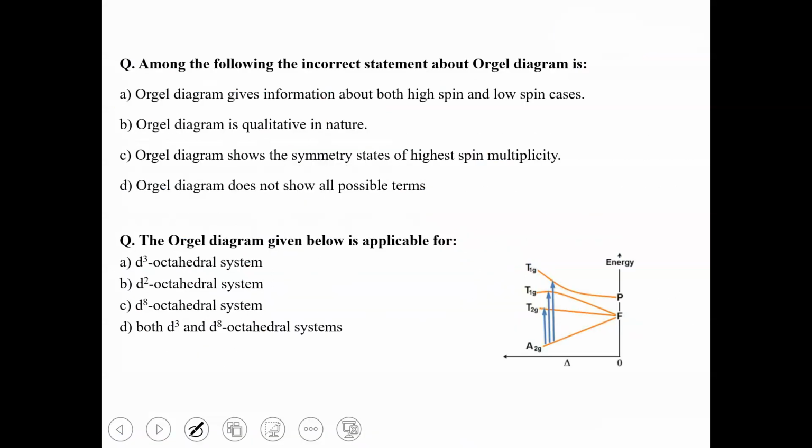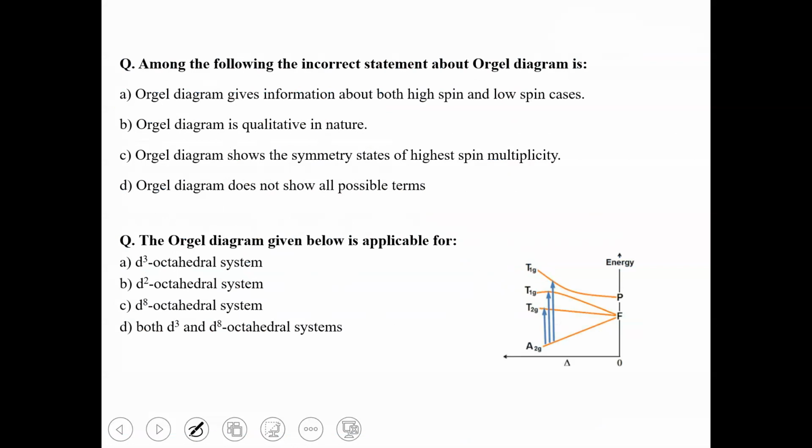So these are the next two problems. You have to identify the incorrect statement about Orgel diagram. Orgel diagram gives information about both high spin and low spin cases. Orgel diagram is qualitative in nature. Orgel diagram shows the symmetry state of highest spin multiplicity. And the fourth one is Orgel diagram does not show all possible terms. You have to identify the incorrect statement.